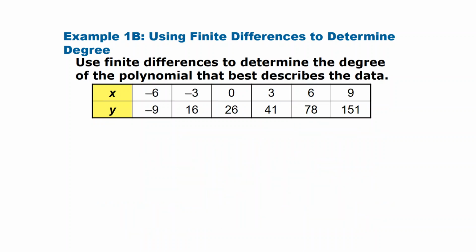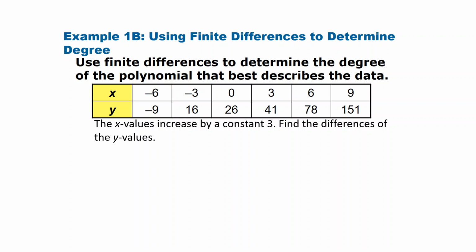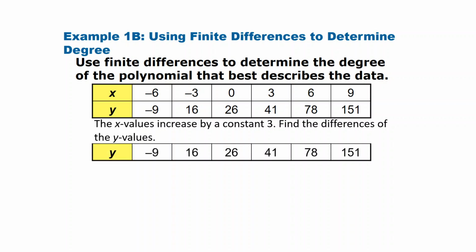Here's another example to try. So again, let's take a look at our x's first. Negative 6, negative 3, 0, 3, 6, and 9. So we can see that the x values increase by a constant 3. So now we have to find the difference of the y values. So again, let's look at our first differences. So we would take our 151, I always go backwards, 151 minus 78 and so on. So here they are. And once I subtract everything in my calculator, I see 25, 10, 15, 37, and 73 are not constant.